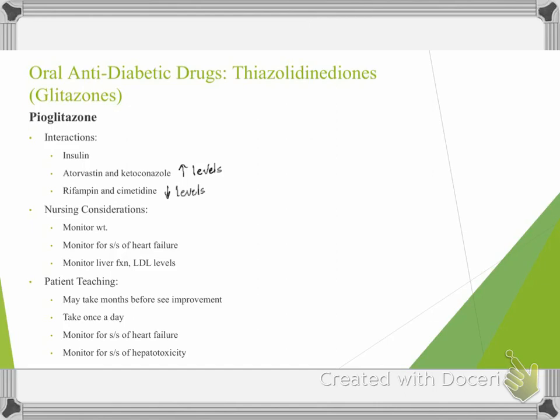There's a really slow onset of action. Maximum activity may not be evident for several months. They take this once a day. They need to be monitoring for signs and symptoms of heart failure. This would include dyspnea, shortness of breath, edema. They need to monitor for signs and symptoms of hepatotoxicity. This would be like jaundice or dark urine.